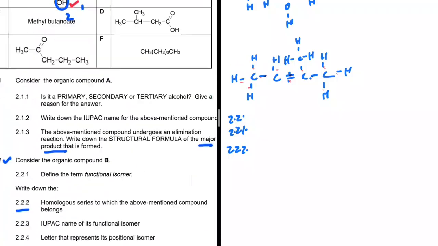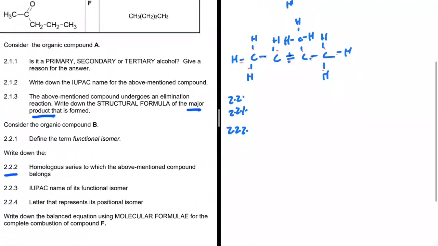So compound B is a ketone, but the name of the homologous series is actually not ketone. It is ketones, in plural, by the way. It's one of those things that we usually overlook. If you go to your exam guidelines, that is exactly what you're going to find. You're not going to find the homologous series ketone. The homologous series is ketones. We're just being more precise, leaving no stone unturned. Okay, that is 2.2.2.